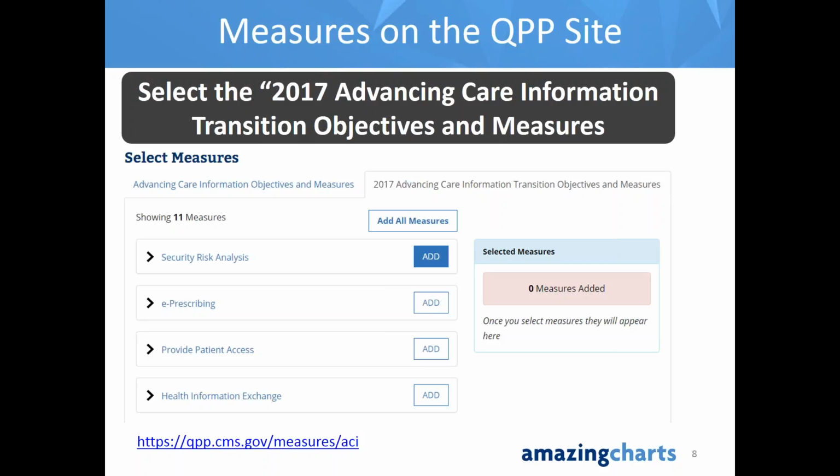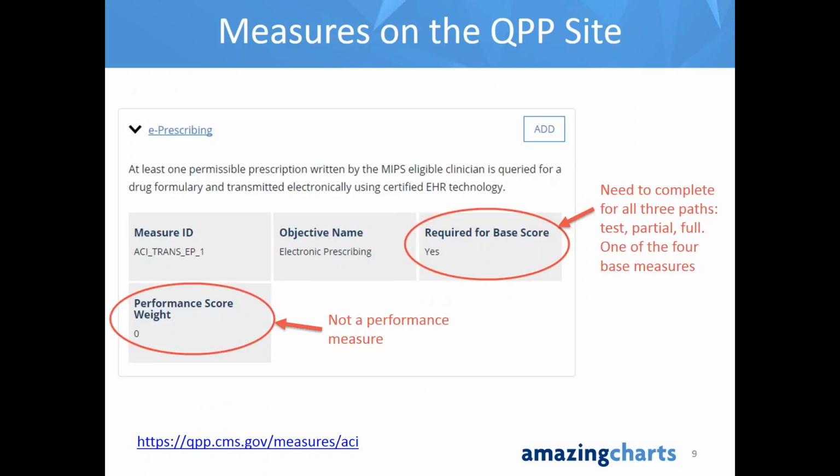While you have the option for other measures, the first 4 measures you see on the screen here are base measures, and they are required. So how do you know it's a base measure? If you're on the QPP website, or we provided all of this in this presentation, you click on and expand the measure, and to the right-hand side you're going to see required for base score. And note, in this case, it says yes. The e-prescribing measure is a base measure.